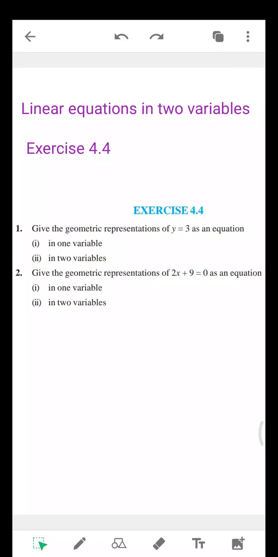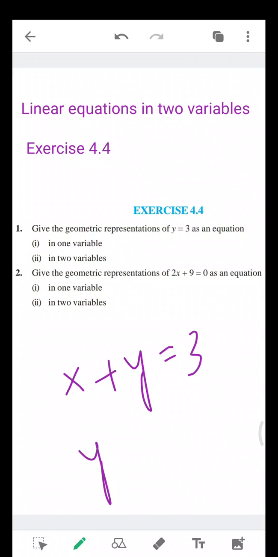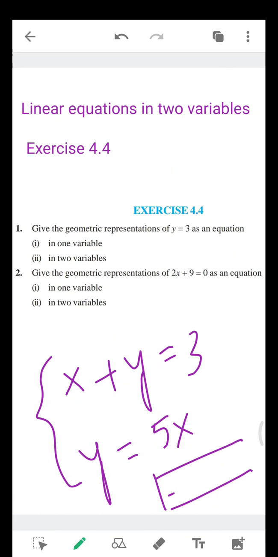So let's see how to draw the graphs of this type of equations. Till now we have learned how to draw the graph of equations which have two variables, like these equations or equations of this form. For this type of equations we find two solutions, we make a table, then we plot them on the graph. I hope you remember it.